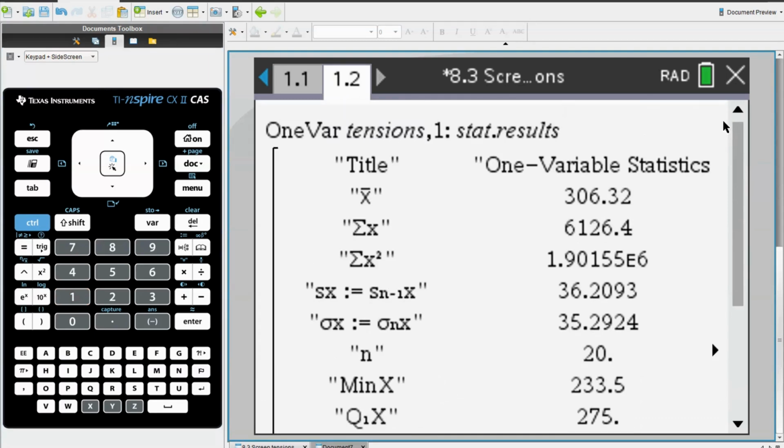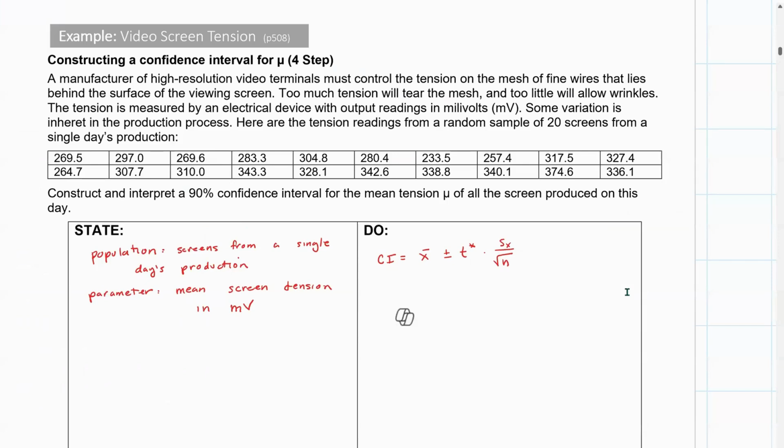data. We see here that the average is 306.32, and that the standard deviation, s sub x, is down here at 36.2093. So we'll use those numbers as we do our calculation. Let's go back to our 4-step and let's write down what we see. We see that the mean was 306.32.